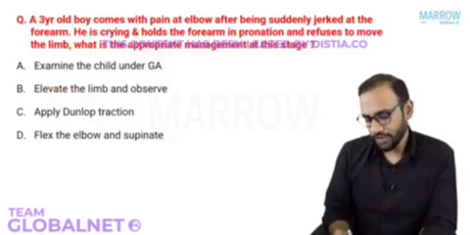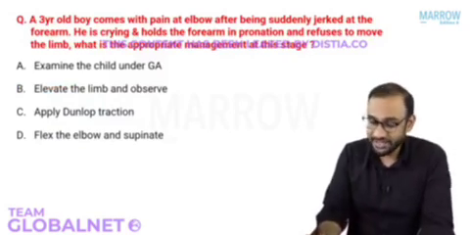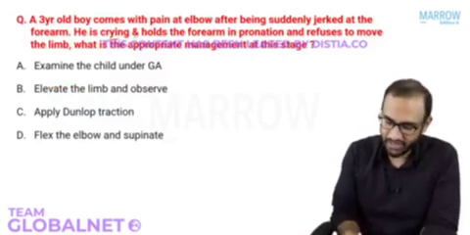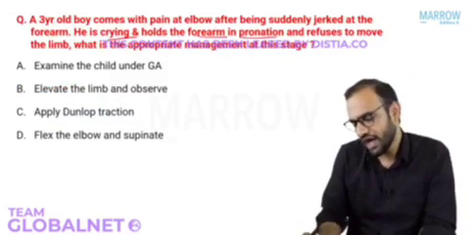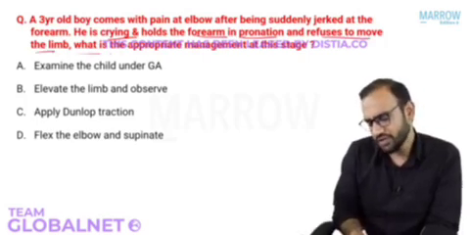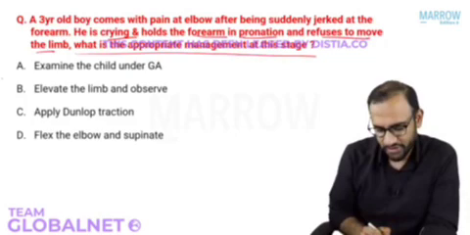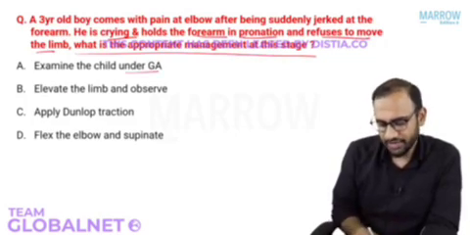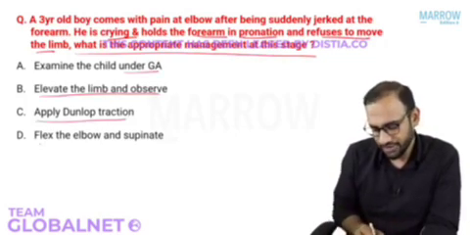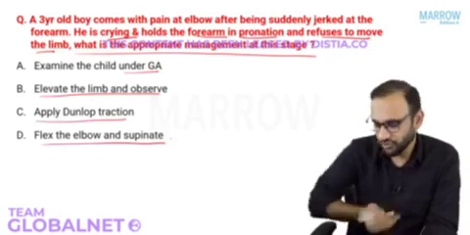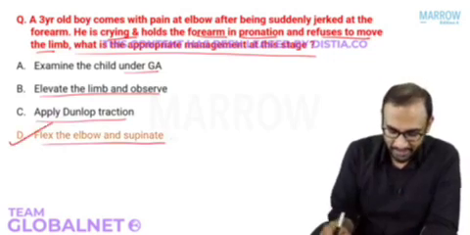A 3-year-old boy comes with pain at the elbow after being suddenly jerked at the forearm. He is crying and holds the forearm in pronation and refuses to move the limb. What is the appropriate management at this age? Classical history. What is this? Pulled elbow. Examine the child under GA. Elevate the limb and observe. Apply Dunlop traction. Flex the elbow and supinate. Flex the elbow and forcefully supinate. The head will go back inside. That is the best answer.